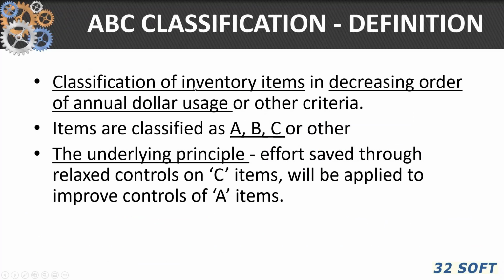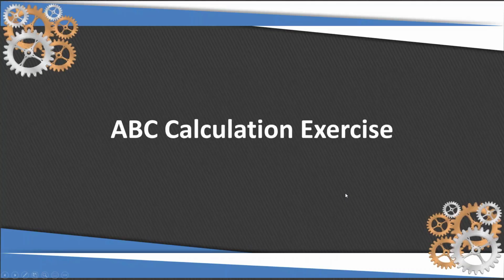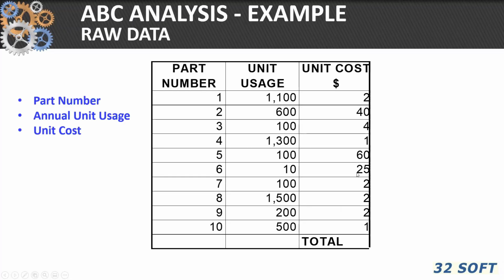ABC classification is basically classification of inventory in descending dollar usage, where items are classified by ABC. And the underlying principle is we apply more effort to make the A items accurate than we do the C items. It's probably one of the most used analysis tools in business. Just a quick example of how we do ABC, basically 7 steps. Calculate the annual unit usage, determine the annual unit usage in dollars, rank the parts, calculate a cumulative value, cumulative percentage, identify your ABCs and upload to the system.